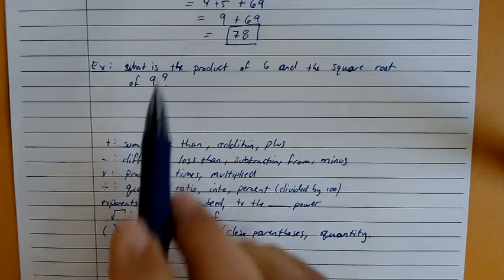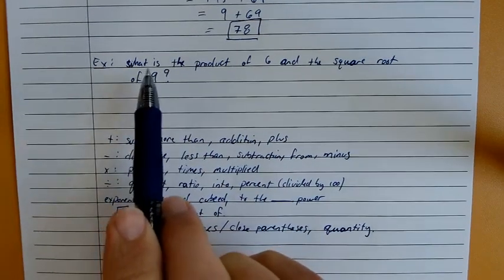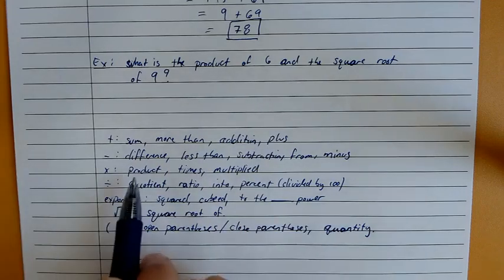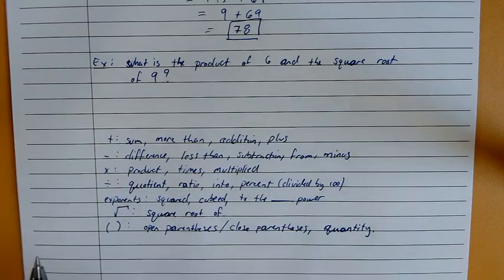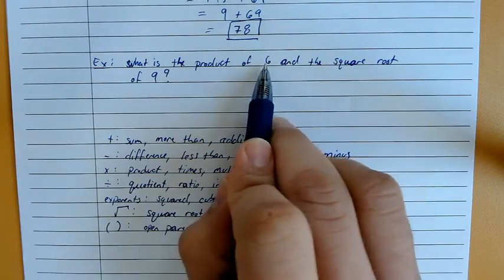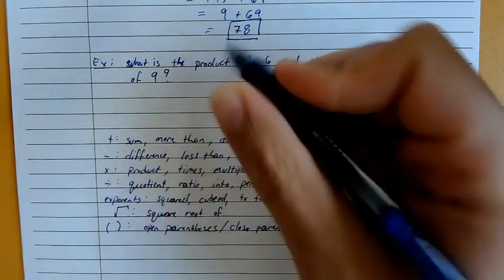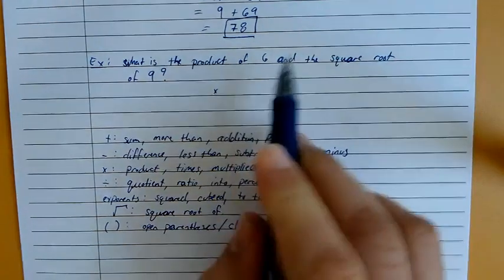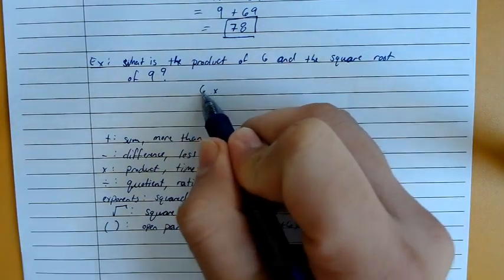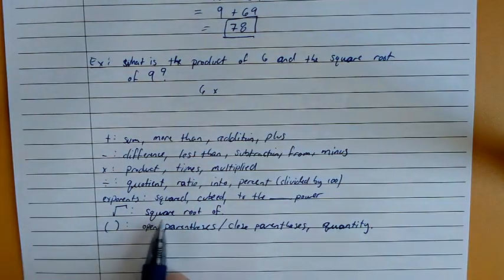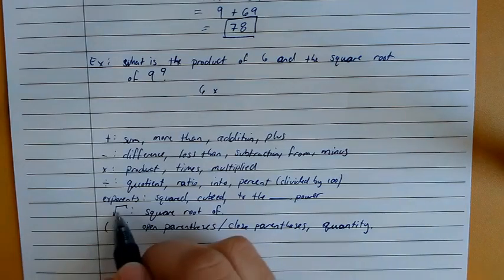Okay, so here let's do some examples. What is the product of 6 and the square root of 9? Okay, well, product means, right here, you're multiplying. So what are you multiplying? The word and tells you the things that are being multiplied: 6 and square root of 9. So we're going to multiply two things. One of them is the number 6. The other one is the square root of 9. Well, again, square root of, that's going to have that symbol around the 9.